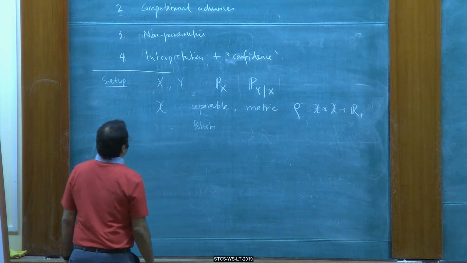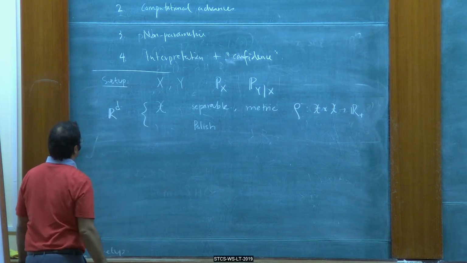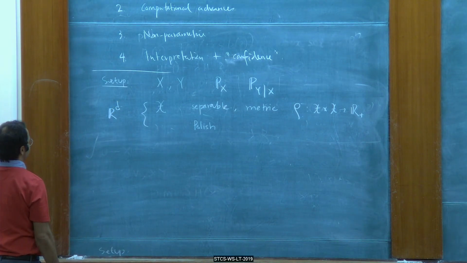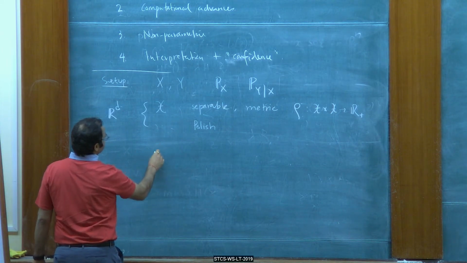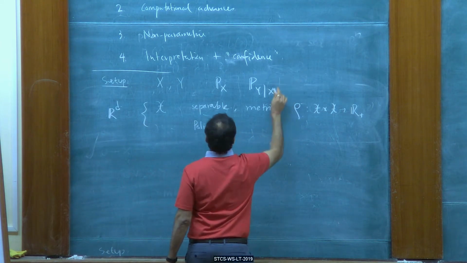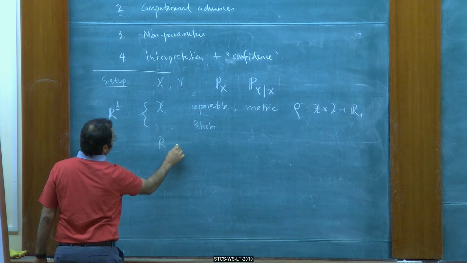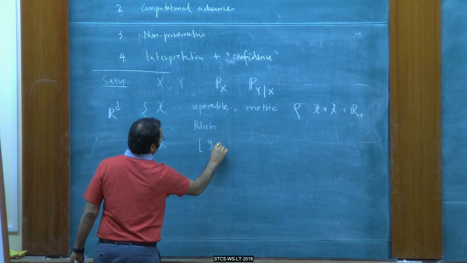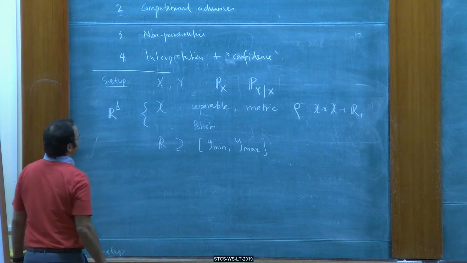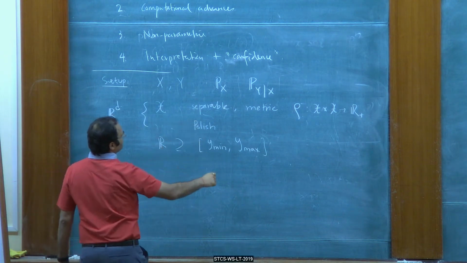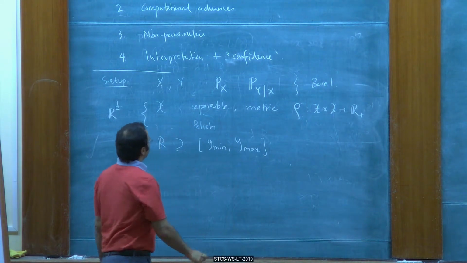Again, for all practical purposes, think of this as R to the power d. What else do I need? I will assume that P_X and these are, okay, so let's first define Y. So the label space Y is R in particular. I'll assume that it comes from an interval, and let's call it y min and y max. And then these probability measures are Borel.